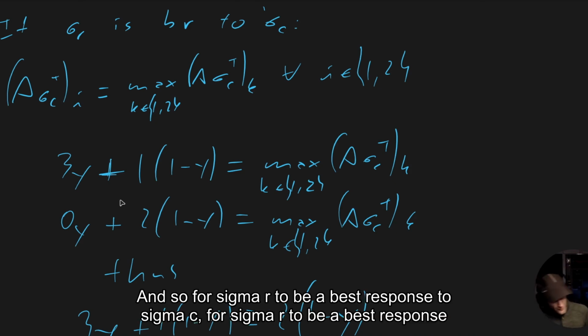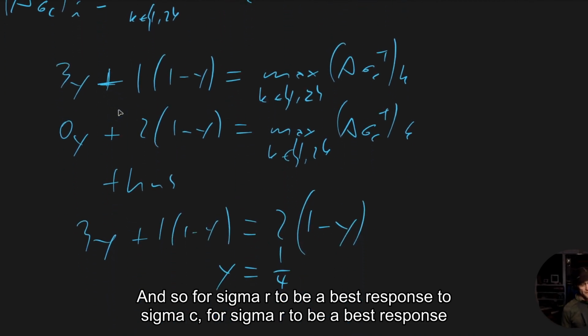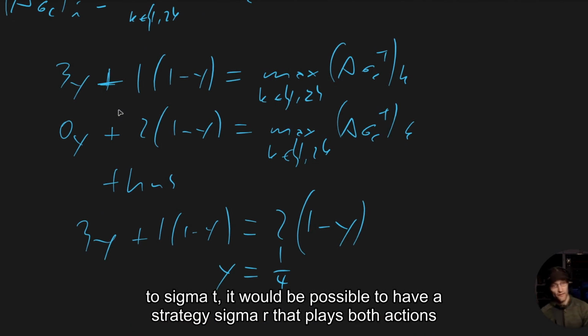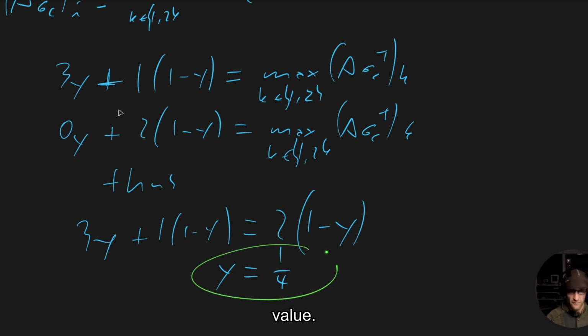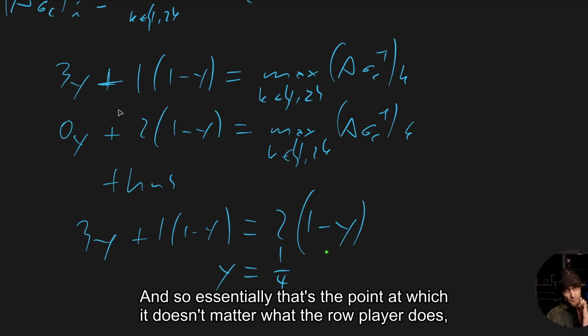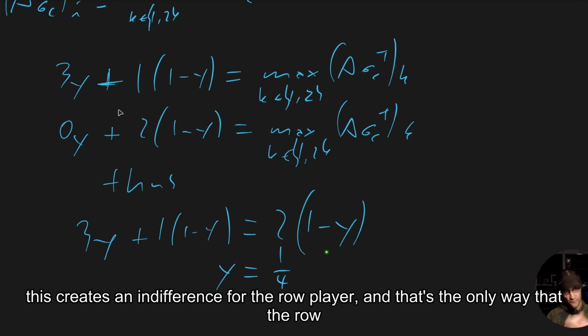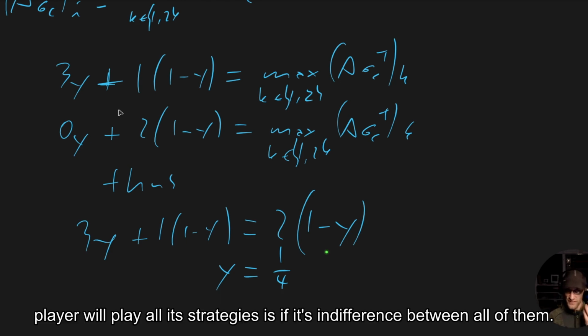And so for sigma_r to be a best response to sigma_c, for it to be possible to have a strategy sigma_r that plays both actions, sigma_c must have this value. Essentially that's the point at which it doesn't matter what the row player does. This creates an indifference for the row player, and that's the only way that the row player will play all its strategies, if it's indifferent between all of them.